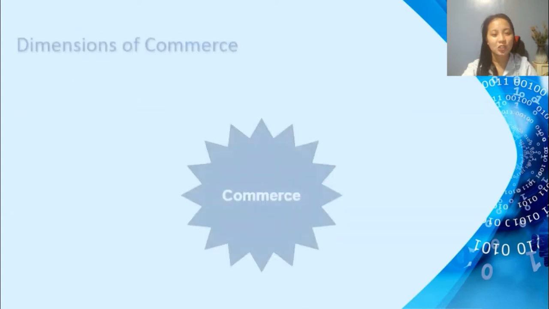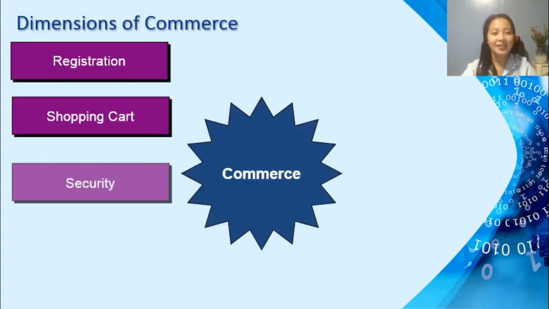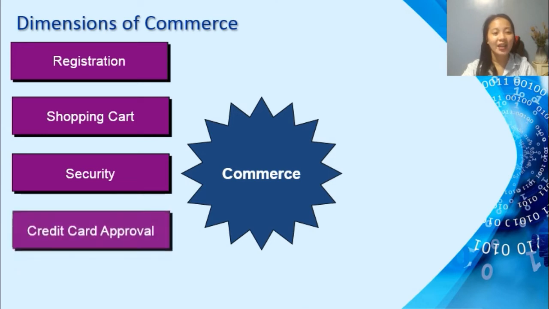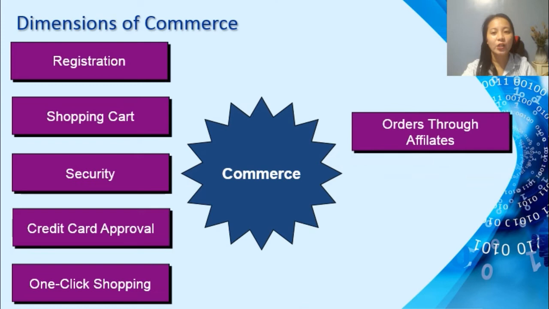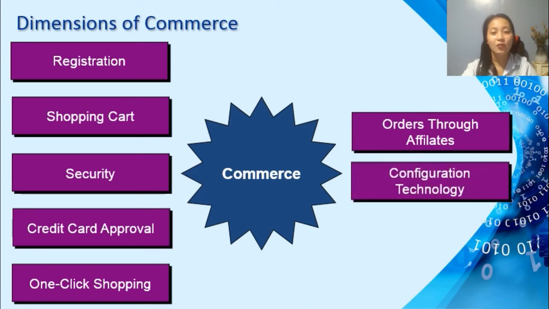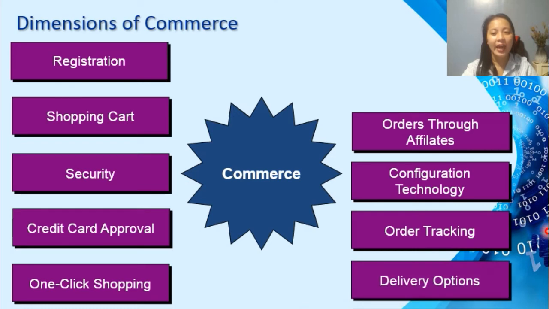So what are the dimensions? It includes registration, shopping cart for security, credit card approval, one-click shopping, orders through affiliates, configuration, technology, order tracking, and delivery options. These are features of the customer interface that allow you to buy and trade online. So all the e-commerce sites should have these dimensions.